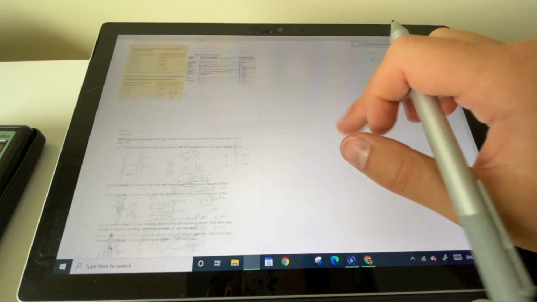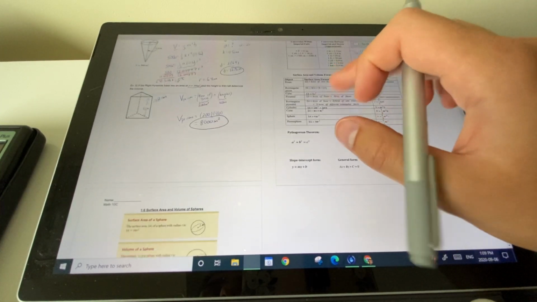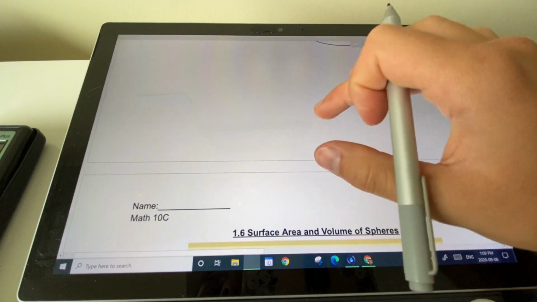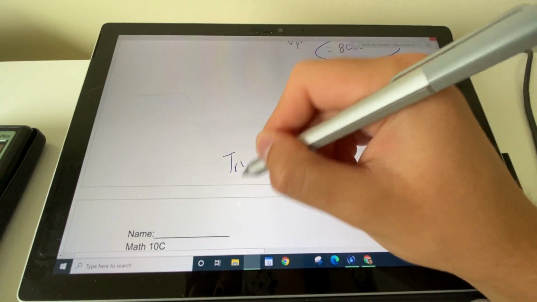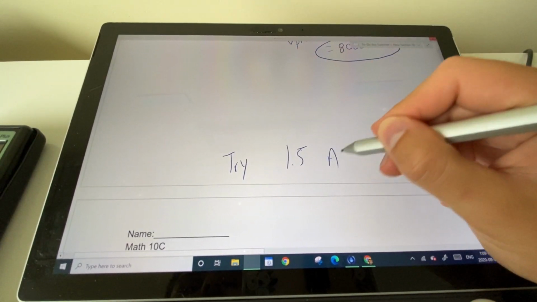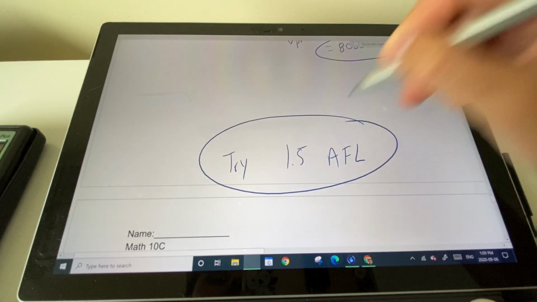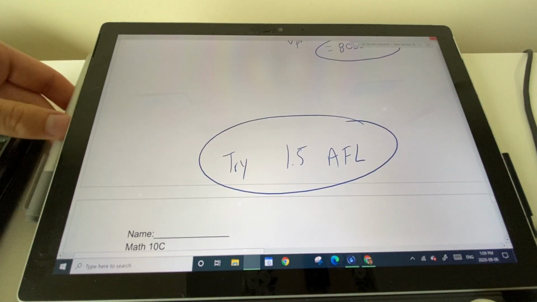What are we on here? We're already on 1.5, check that out. So here, you should try 1.5 AFL. I forgot to type that in here. So you should be ready to do 1.5 AFL. Please give it a shot.